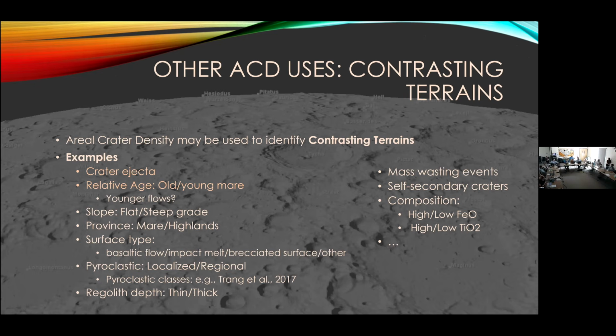You can look at terrain, steep versus flat terrain, because we know the slope has an effect on crater retention. Mare versus highlands. Pyroclastic deposits, I think this could be a tool for identifying pyroclastics, sometimes they're not easily seen, especially pyroclastics on Mare. Thin versus thick regolith, mass wasting events, and maybe self-secondaries. So that's an initial list.